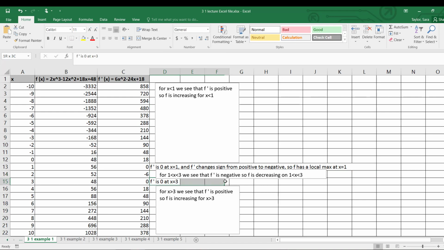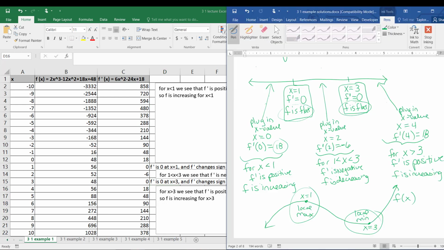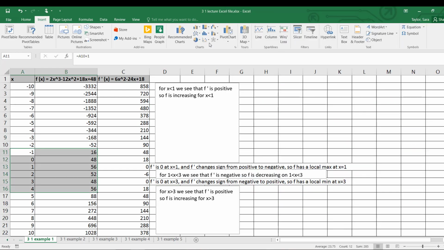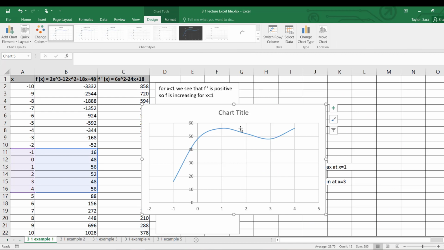And lastly, we can make the conclusion about the local min here at x equals 3. F prime is 0 at x equals 3, and f prime changes sign from being negative to being positive right at x equals 3. So that must be a local min. Last but not least, we can now describe it. I also sketched a little graph of it over here. I'm going to insert a little graph there. And you can see it goes up, comes down, and back up again, just like we thought. Max at 1, min at 3.